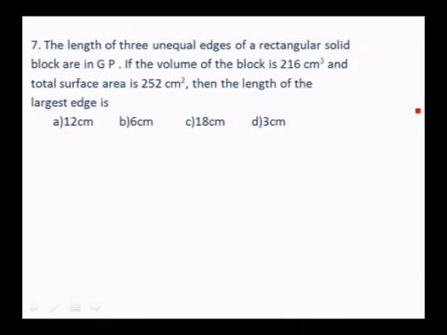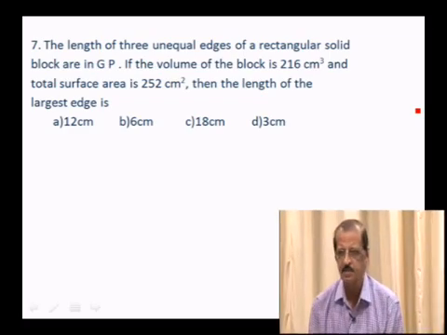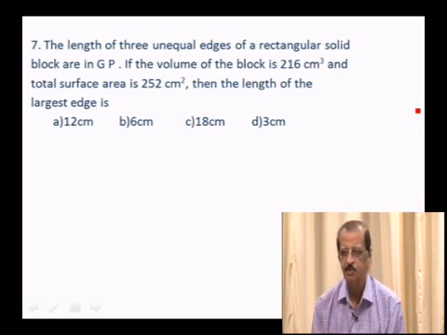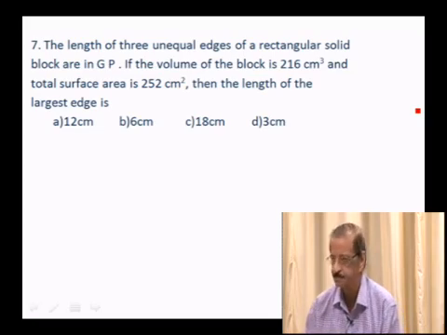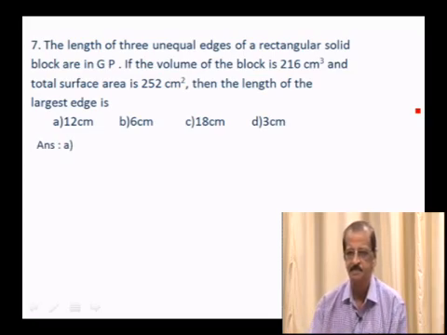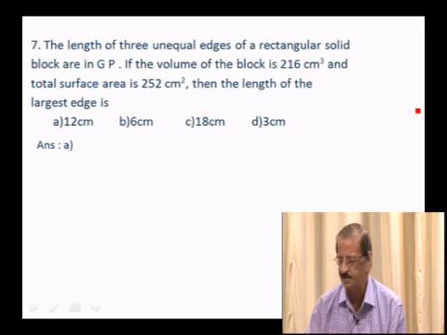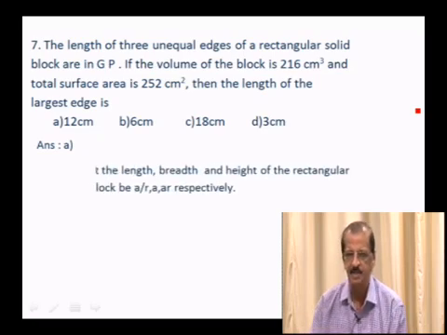The lengths of 3 unequal edges of a rectangular solid block are in a GP. If the volume of the block is 216 centimeter cube and the total surface area is 252 centimeter square, then the length of the largest side is, you are given 4 options, A 12 centimeters, B 6 centimeters, C 12 centimeters, D 3 centimeters. Answer is A. Let us see how we get that option A.